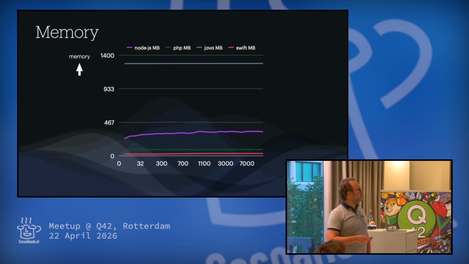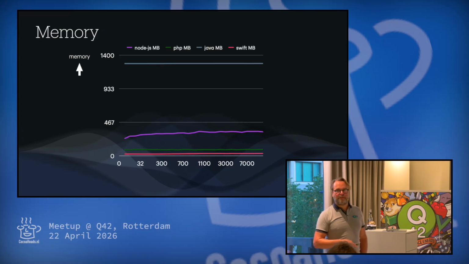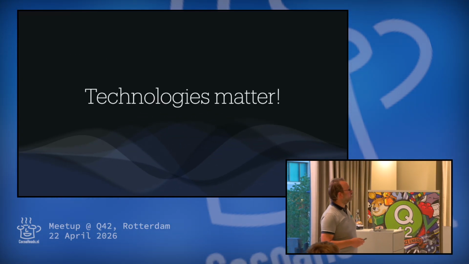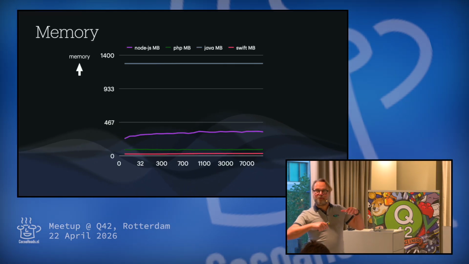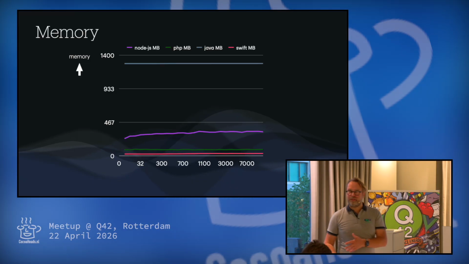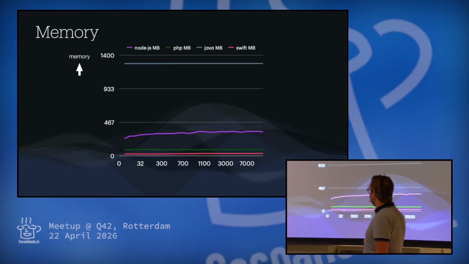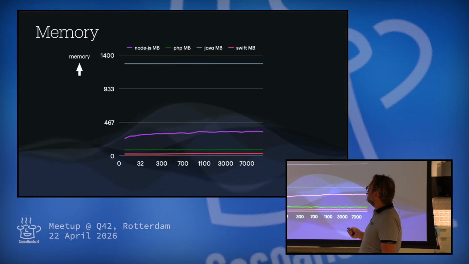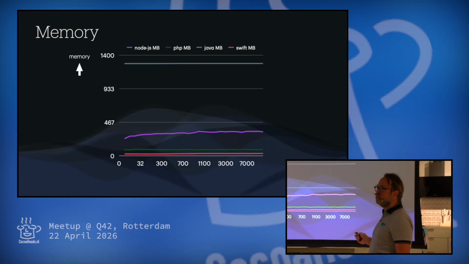It also means that for this simple calculation, it already used up 1.3 gigabytes of RAM almost continuously. And Node.js also uses quite a lot, and then PHP less, and Swift uses about 50 megabytes. Which means, in my humble opinion, that technologies matter. If you run multiple applications on your server, you can run 10 different Swift applications, because they all use about 50 megabytes. You end up with 500 megabytes, which is still way less than this one application in Java land. Because Java uses just way too much memory.